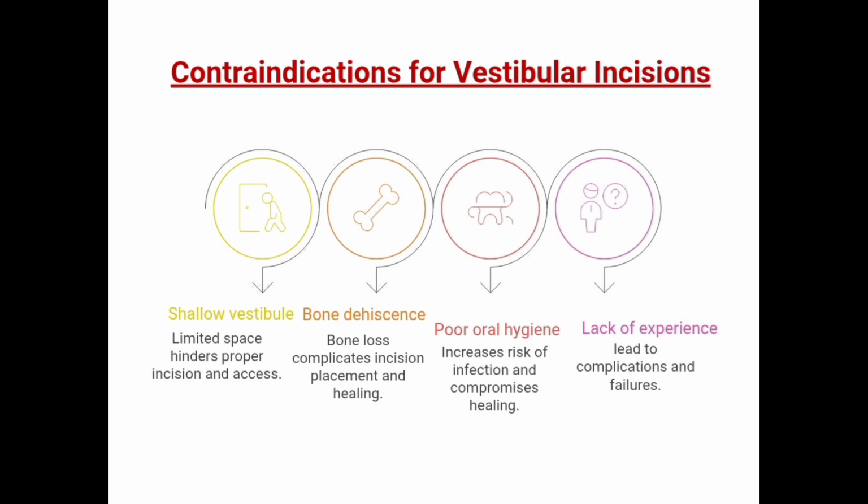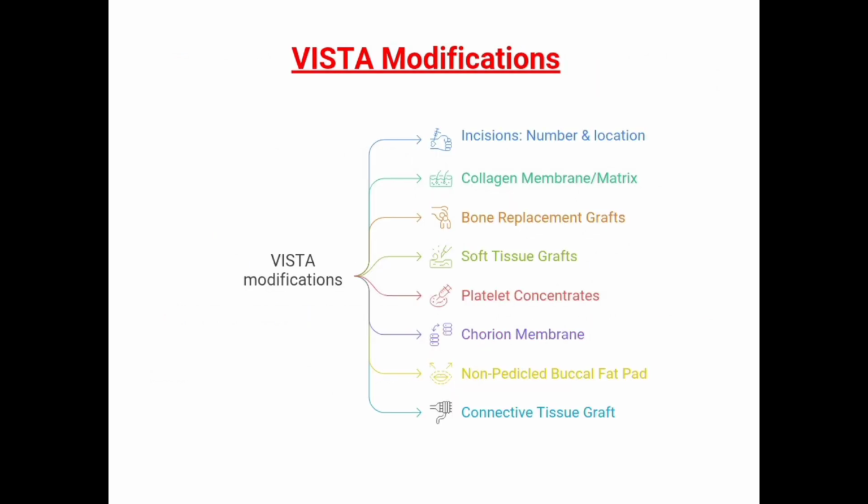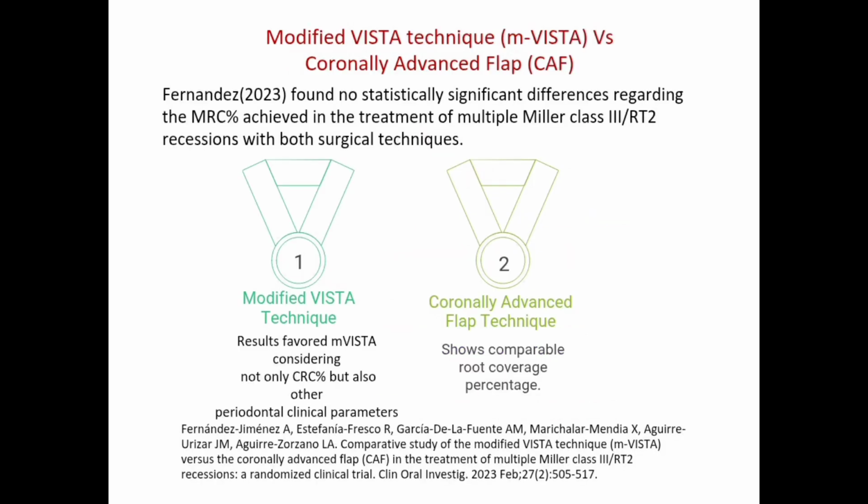After the original technique of VISTA, a lot of modifications have been proposed by various authors. These include modifications in the incisions, that is the number and location of the incisions, or the use of certain biomaterials like collagen membrane, bone replacement grafts, soft tissue grafts, platelet concentrates, chorion membrane, non-pedicle buccal fat pad, or the gold standard connective tissue graft. Let's check some studies related to VISTA.